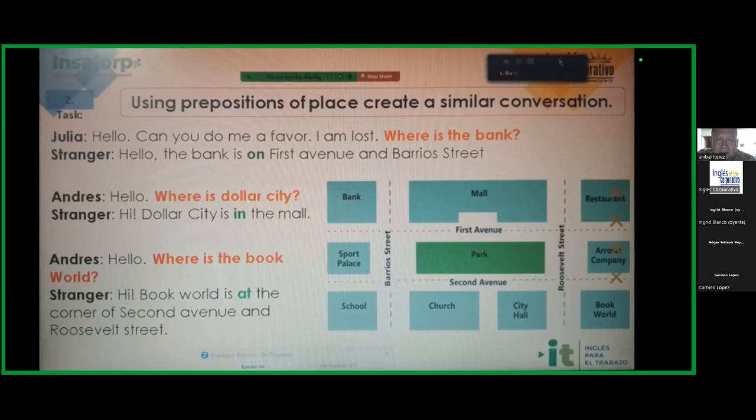What is the city hall? Hello, the city hall is on Second Avenue and Roosevelt Street. Okay, so we're going to go back, guys. Okay.